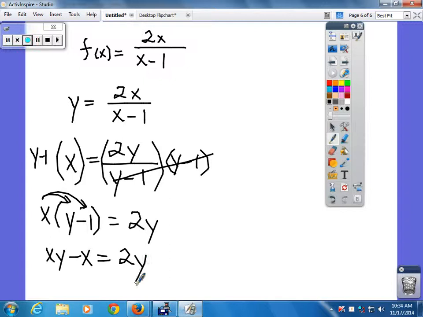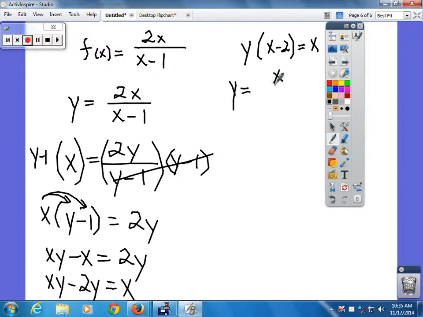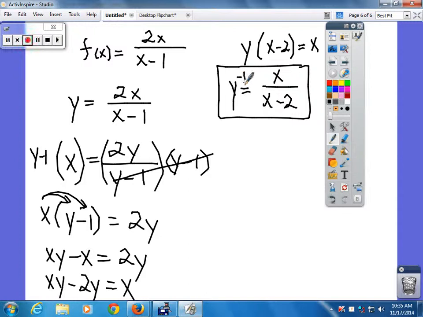Now you got it to where you can get the y's on one side. What do you need to do with that x? Move it over to the other side and move this 2y back over here. So xy minus 2y is equal to x. Now, what do you have in common here? Y. So factor out y, and that leaves you with x minus what? Is equal to x, and y is equal to x over x minus 2, or y inverse.